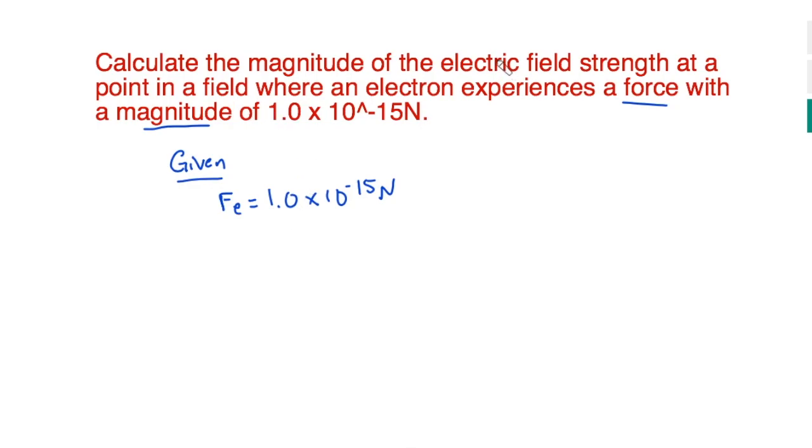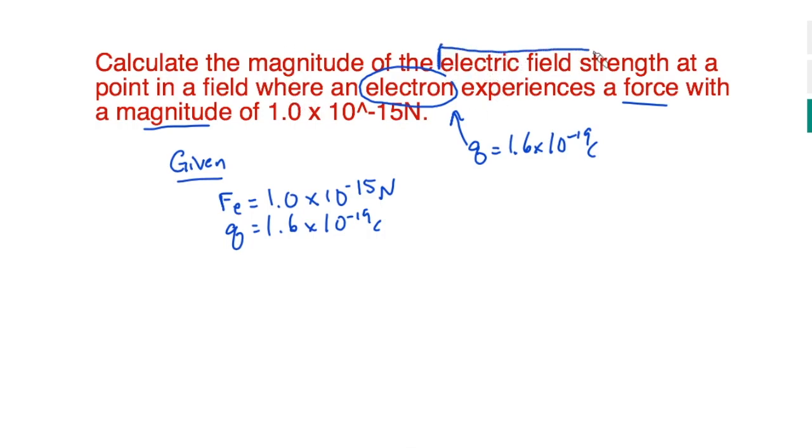Also given, they tell you this is an electron. Guys, you know the Q of an electron is 1.6 times 10 to the minus 19th coulomb. So we know Q. And what they want you to solve for is calculate this. So when you're solving for this, you're going to be looking for this phrase right here, which is going to tell you that you are solving for capital E.